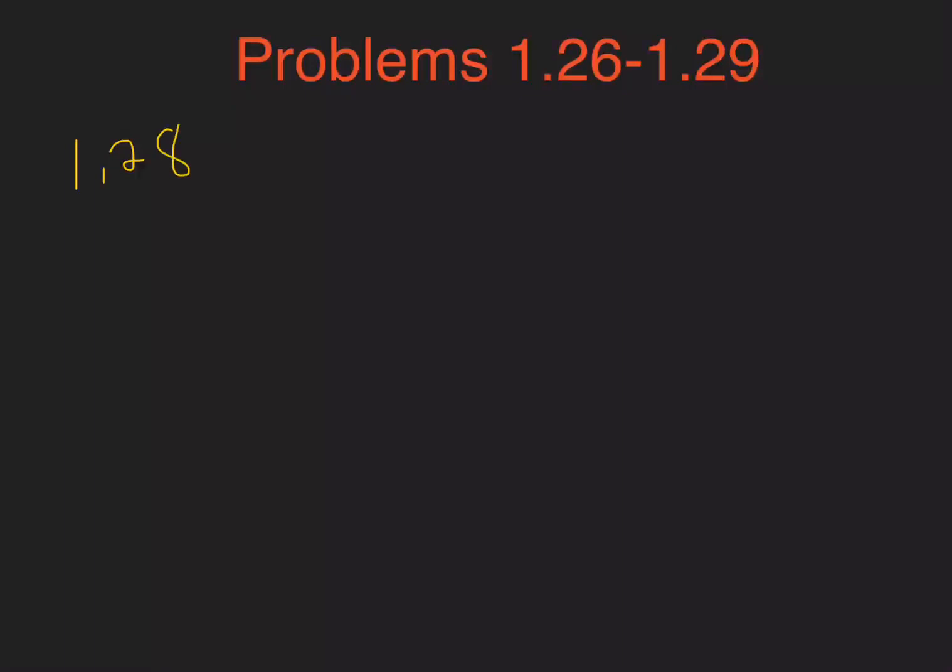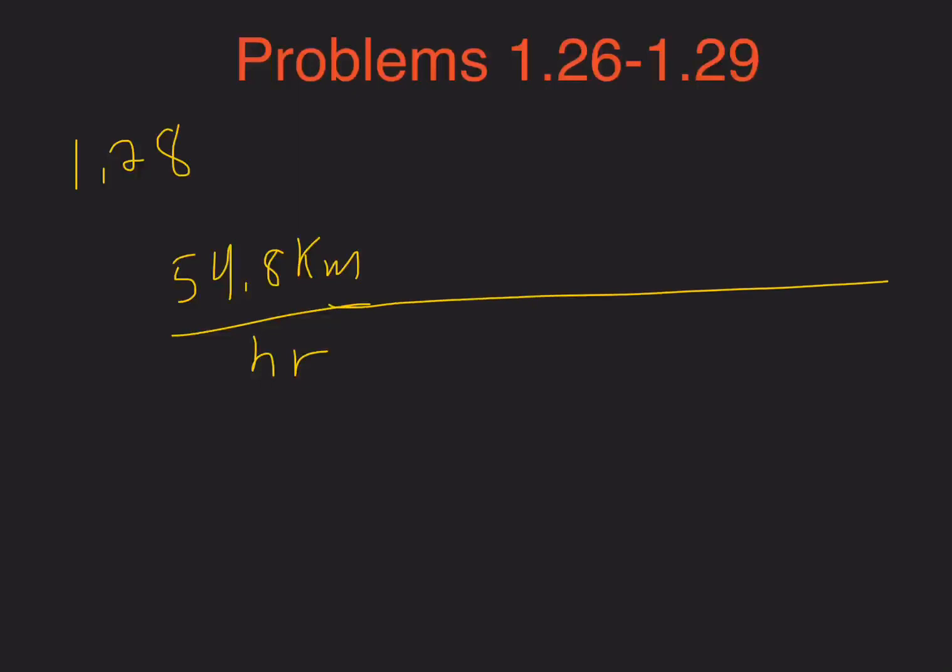1.28. Okay, here we go. Convert the speed of 54.8 kilometers per hour into meters per second. Okay. 1 kilometer, 1,000 meters. Aha, I found you. Now we can go back and do the hours.